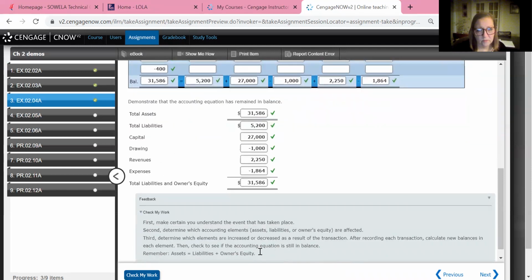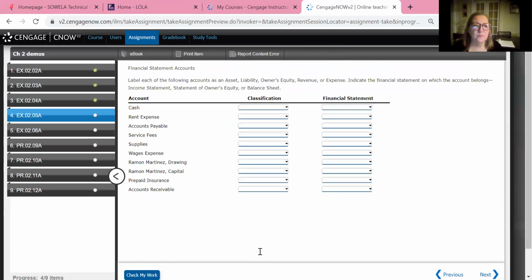So again, beautiful little check marks. I congratulate myself and say, yes, conquered. Okay, the next one. This is what we call a list. Oh, wait a second. I'll just read it first before I go too crazy. Label each of the following as asset, liability, owner's equity, revenue, or expense. Indicate the financial statement on which the account belongs. Income statement, statement of owner's equity, or balance sheet.